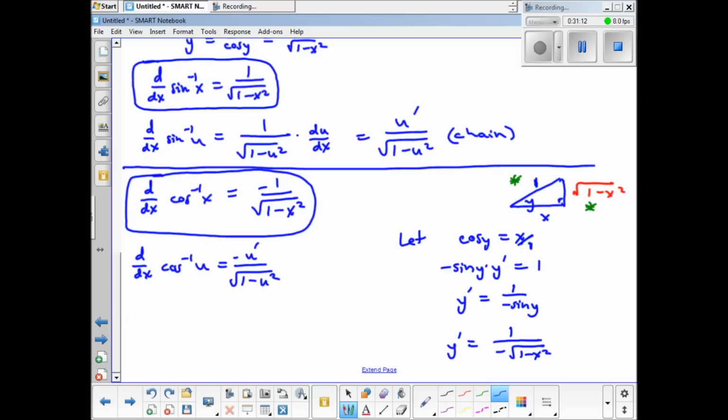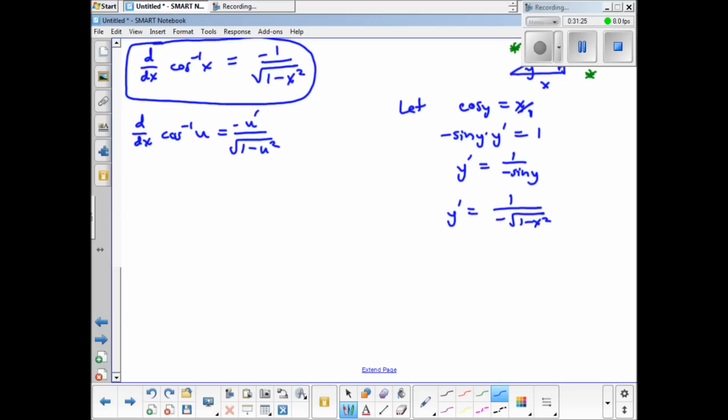I'll leave it to you to try tangent, secant, cosecant, cotangent on your own time. I will give you the answer to the tangent though. So it turns out, you'll have to draw your own diagram for this. We'll bring it to class.